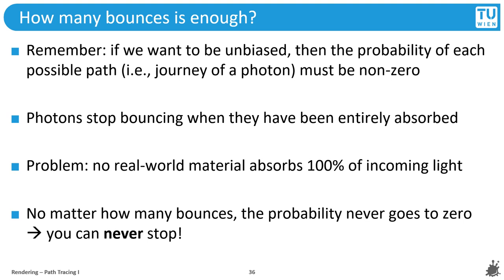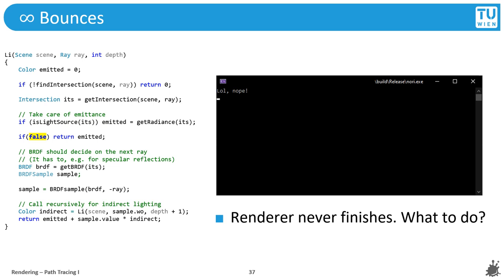Remember that for an unbiased rendering method, every possible path that has a probability that is non-zero has to be taken by the renderer with some non-zero probability. A light path only has a 0% chance of continuing when all the photons have been absorbed, but no material on Earth actually absorbs 100% of the incoming light. So that means no matter how many bounces, the probability of a light ray continuing never goes to zero. That means for a fully unbiased path tracer, you cannot put a limit on the number of bounces. And we can easily fulfill this requirement in our code. But it also means that our renderer now becomes unusable, since it might never finish, for instance, if you are tracing rays from light in a closed room. So what can we do about that?